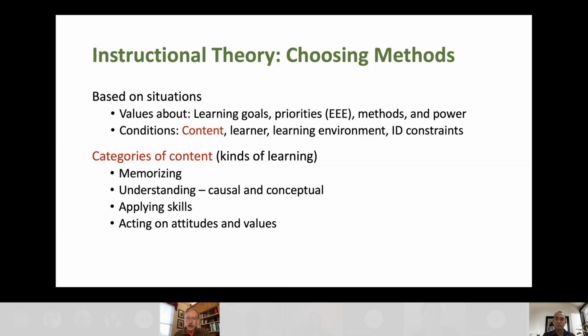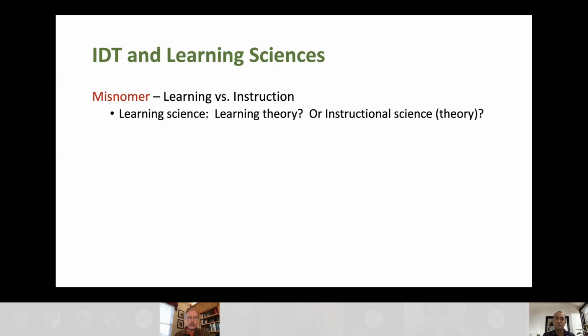So the nature of the content, the nature of the kind of learning that you're trying to promote has the most powerful impact on your selection of instructional methods. Now, your professor asked me to make some comments about the relationship between the learning sciences and instructional design and technology, or instructional systems technology, as we call it at IU.